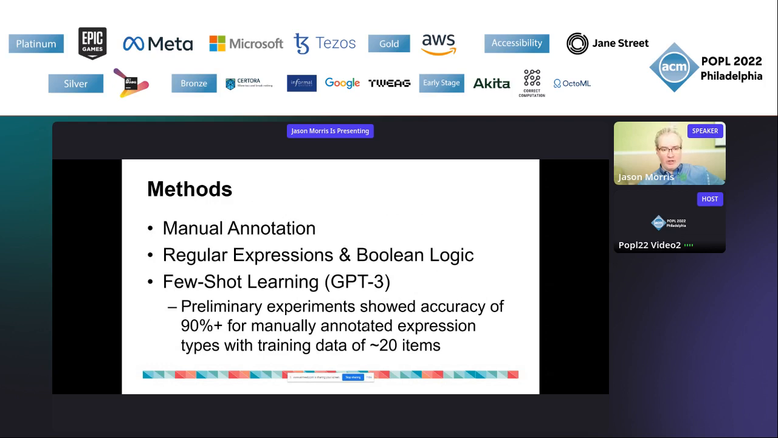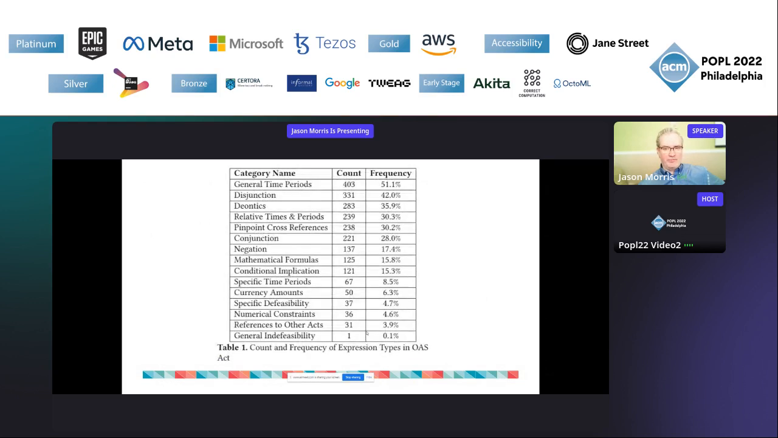And then we also did a little preliminary experiment to see if we could use GPT-3 to detect some of the things that we had originally done with manual annotation. And we found that that was actually pretty promising. We got 90% or better on detecting 4 different categories at the same time based on 20 examples. So that's something we'll probably investigate more in the future.